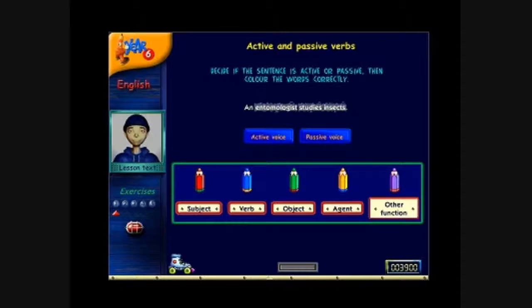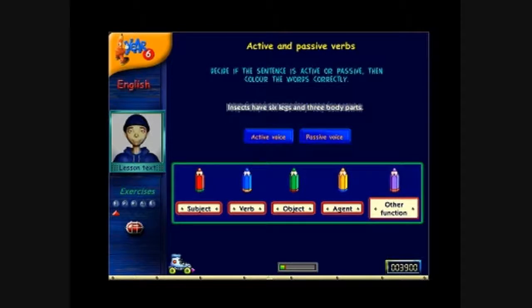Decide if the sentence is active or passive. An entomologist studies insects. Active. Yes. Entomologist. Studies insects. Studies is a verb. Insect is an object. Fuck you. Yes, it is a fucking object, you motherfucker. Don't you listen to me?